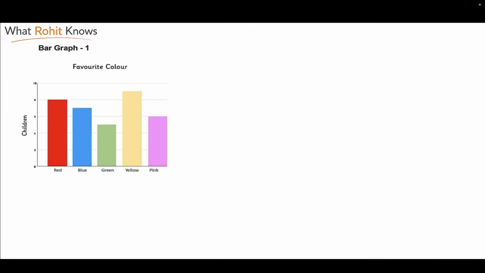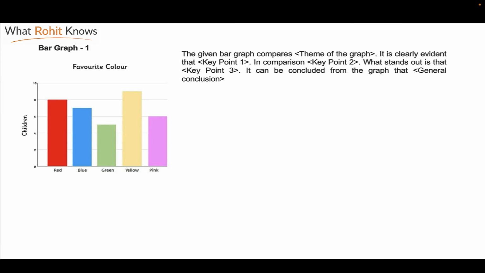Let's begin now. First, we will look at the templates that we can use for a bar graph. This is what a bar graph looks like. The template that we suggest: you say, the given bar graph compares, and then try to put the theme of the graph there. It is clearly evident that, and after that, key point 1. In comparison, key point 2. What stands out is key point 3. And finally, the conclusion sentence. It can be concluded from the graph that, and you make a general conclusion.